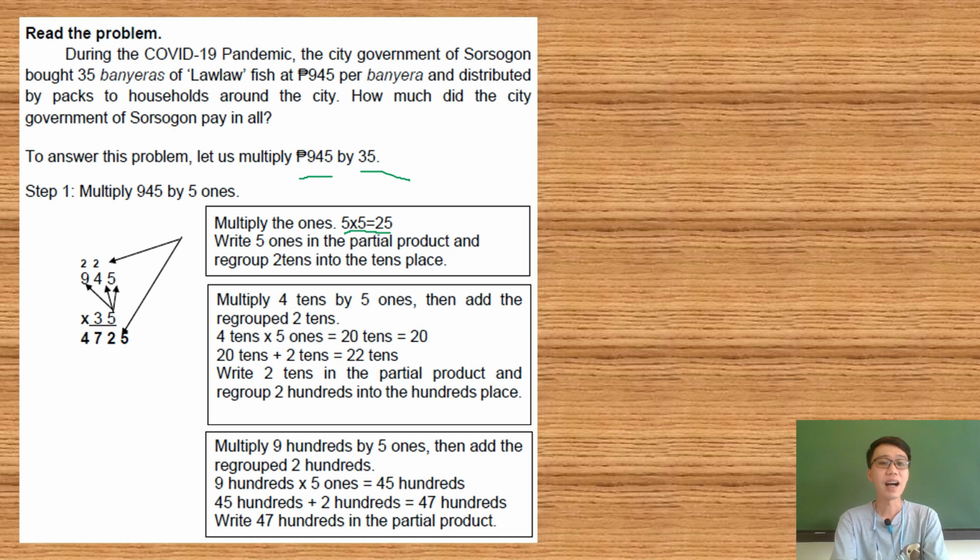Multiply 9 hundreds by ones, then add the regrouped 2 hundreds. 9 hundreds times 5 ones is equal to 45 hundreds. 45 hundreds plus 2 hundreds is equal to 47 hundreds. Write 47 hundreds in the partial product.